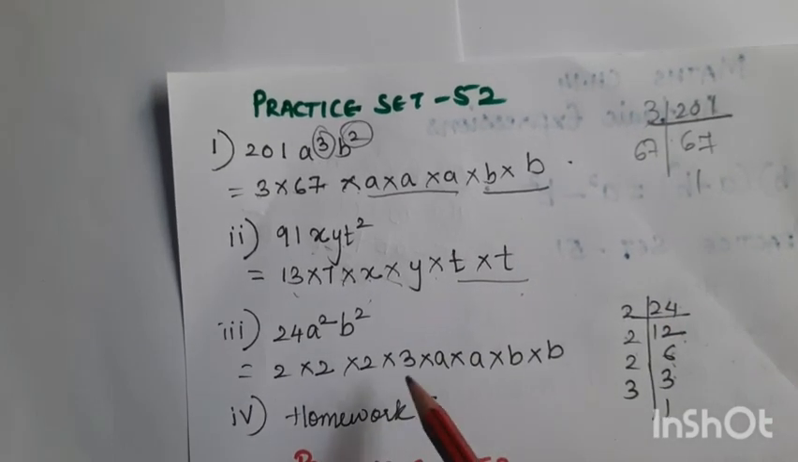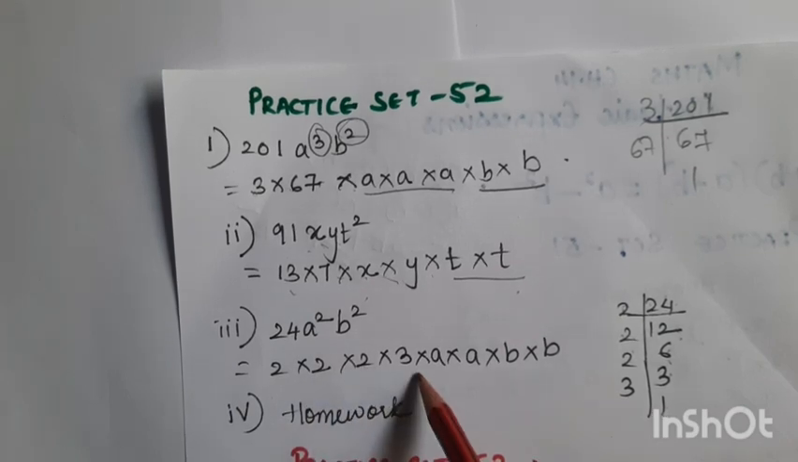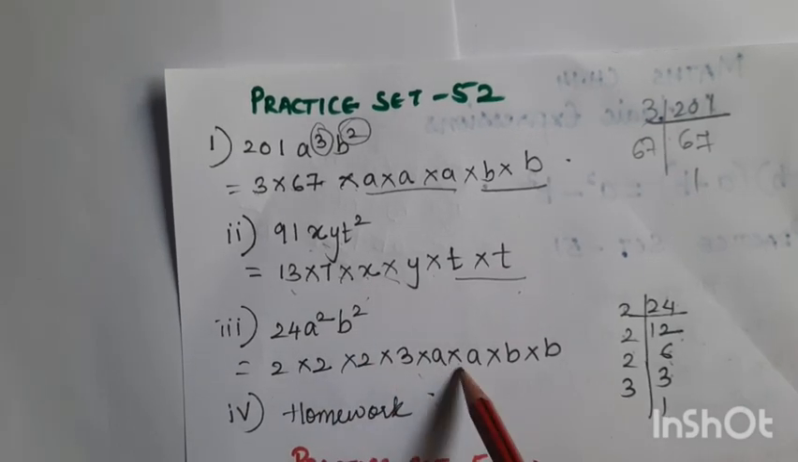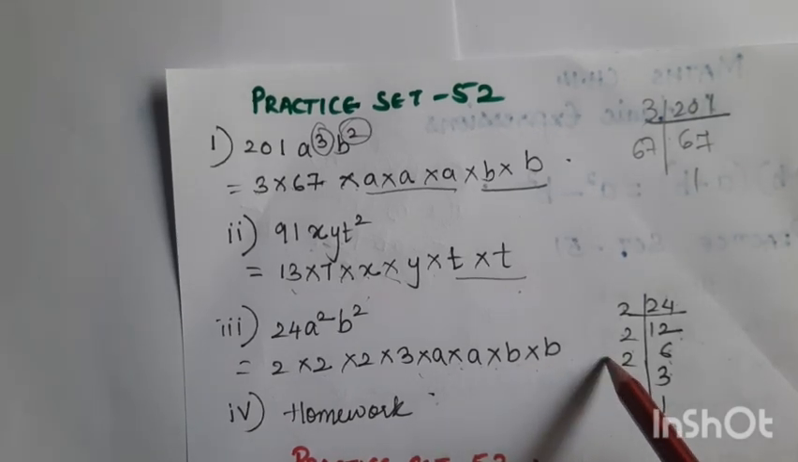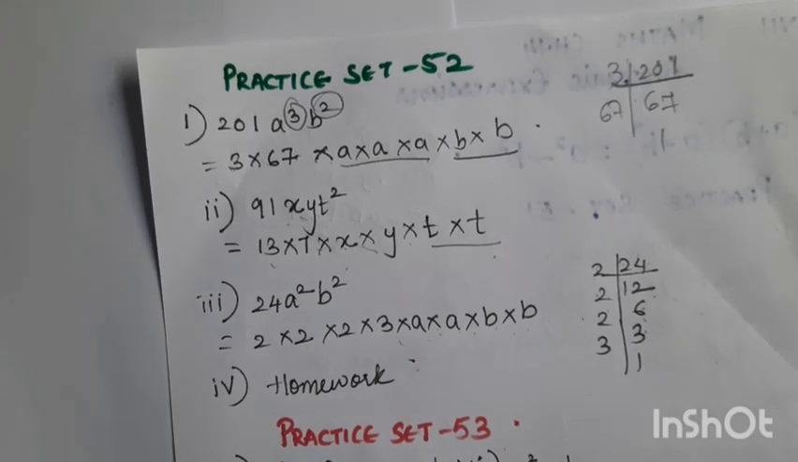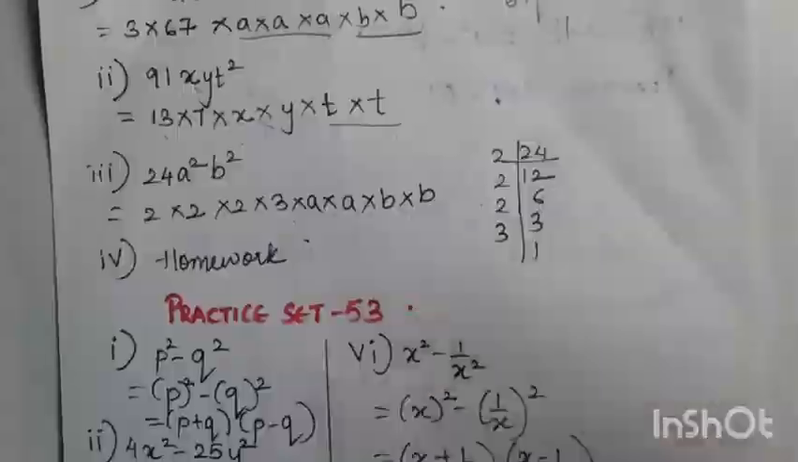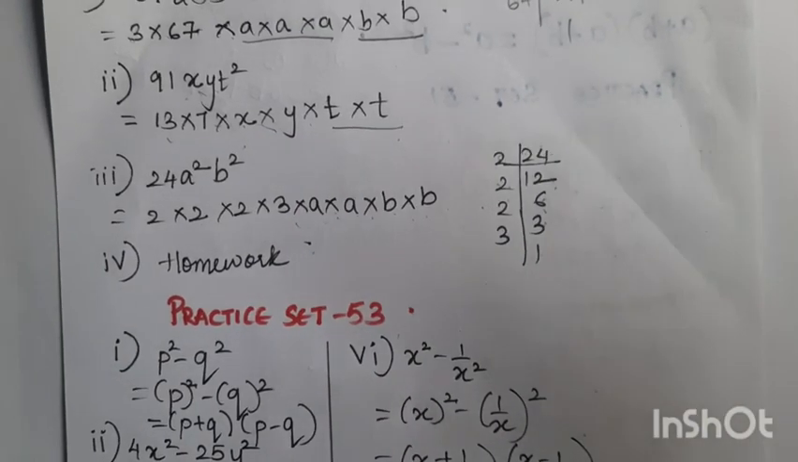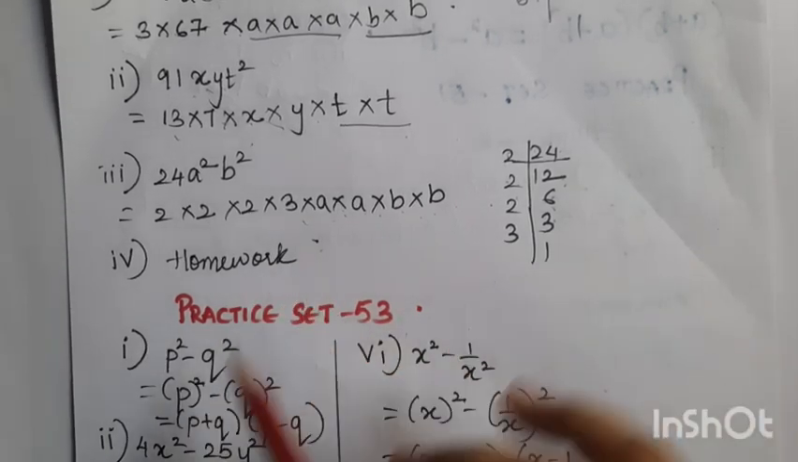So you get the factors of 24 as 2 into 2 into 2 into 3. Multiply by a square means a into a, multiply by b square is b into b. Okay. Fourth sum you all will do for homework. Now let's see the next exercise.